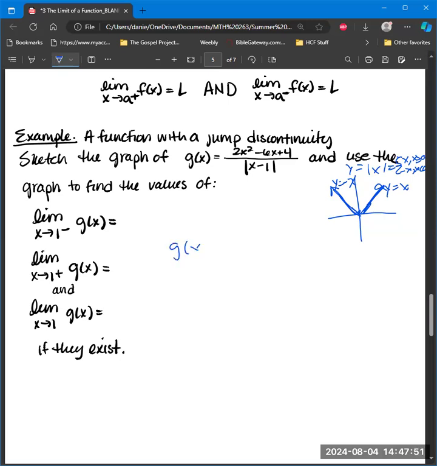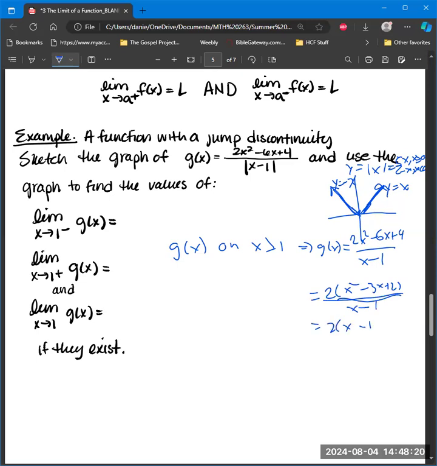So g of x on the interval of x greater than 1 is going to make this positive down here. So g of x will be just plain old x minus 1 in the denominator. 2x squared minus 6x plus 4 is equal to 2 times x squared minus 3x plus 2, over x minus 1, is 2 times x minus 1 times x minus 2 over x minus 1, and that will cancel there, and we'll have 2 times x minus 2.